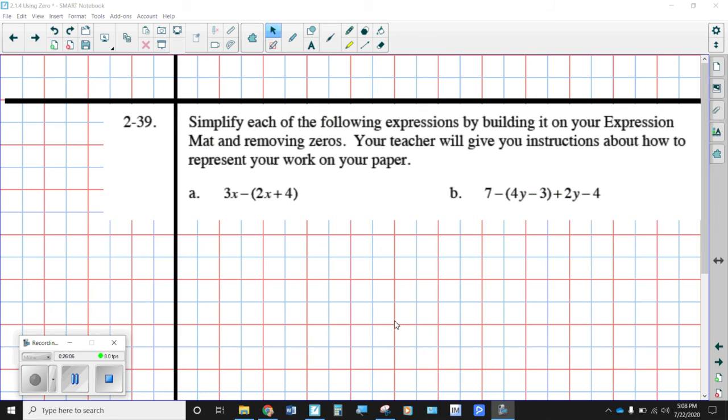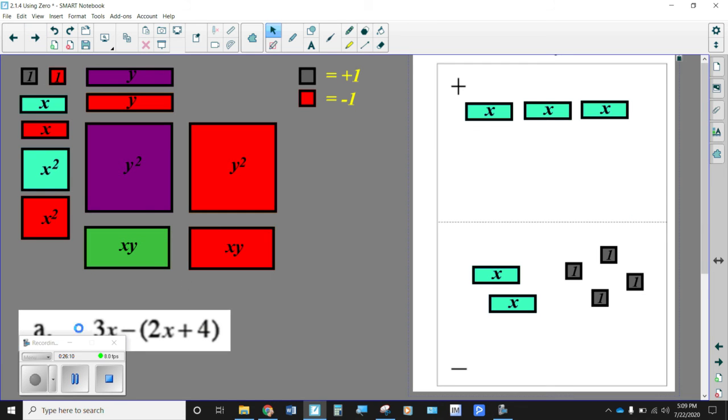All right, let's see how you did. Let's start with A, where you have 3 x's, here are my 3 x's, minus this quantity inside parentheses, minus the 2x plus 4, okay?